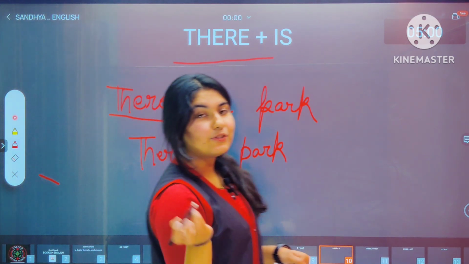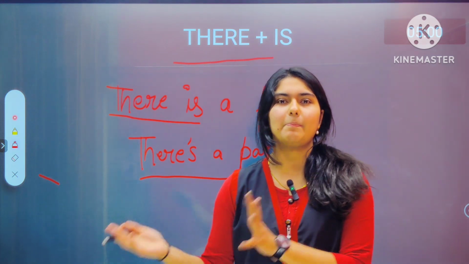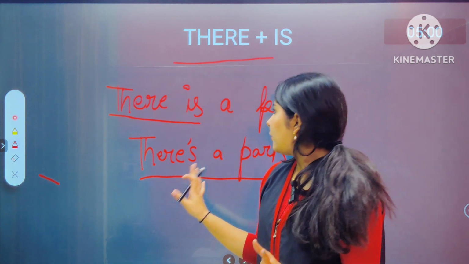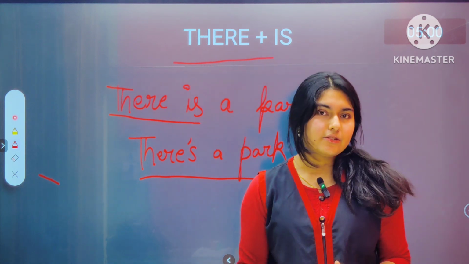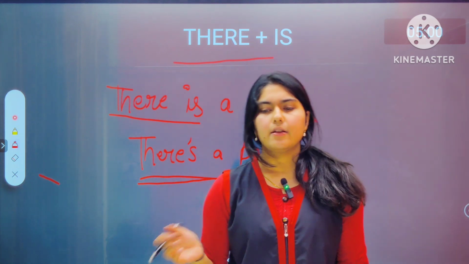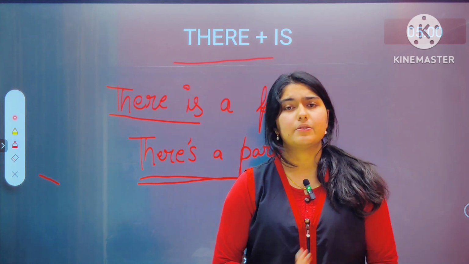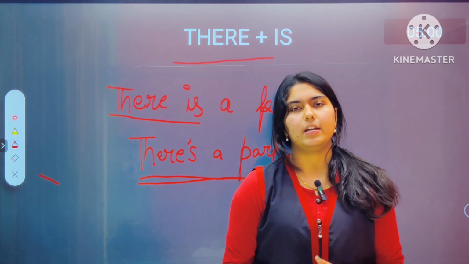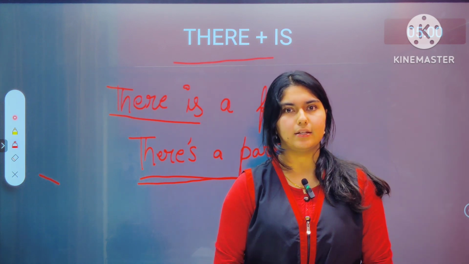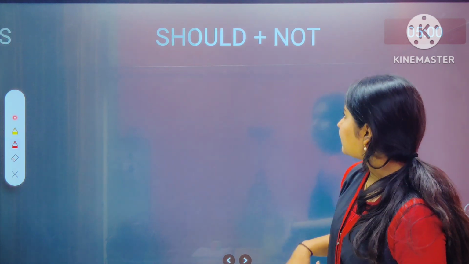So the new sentence which we got is there's a park. Instead of saying there is a park, instead of sounding like a robot, all you have to do is use these contractions and you can say there's a park. If your mother asks you where is my wallet, or your father asks you where is my wallet, you can say there's your wallet. You don't have to say there is your wallet. You can say there's your wallet. Right? It sounds fluent automatically.